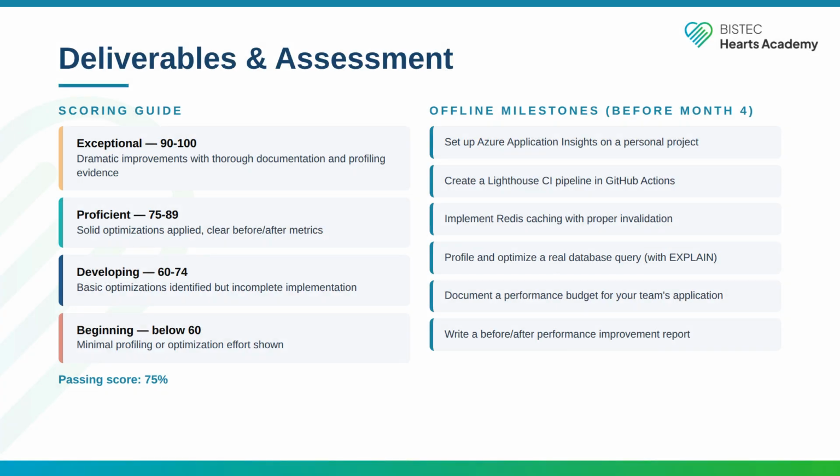Scoring works on a 4-tier scale. Exceptional is 90 to 100: dramatic, well-documented improvements with thorough profiling evidence. Proficient is 75 to 89: solid optimizations with clear before and after numbers. Developing is 60 to 74: basic optimizations identified, but with incomplete implementation. Beginning is below 60: minimal profiling or optimization effort. The passing score is 75%.